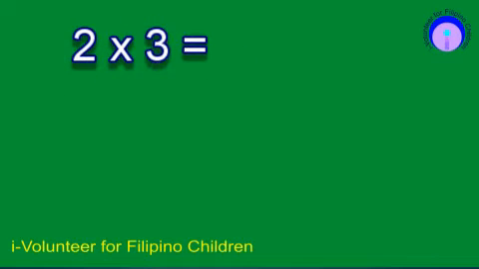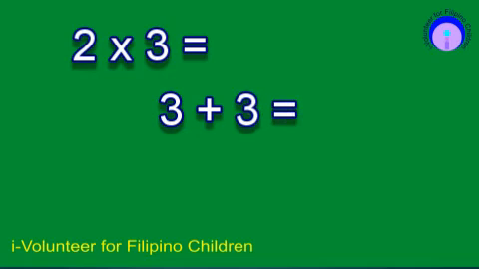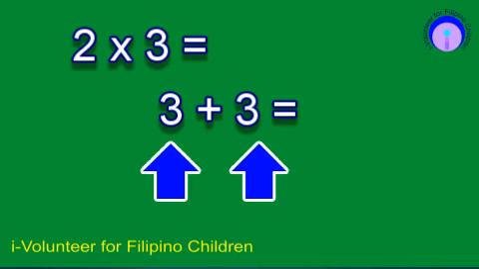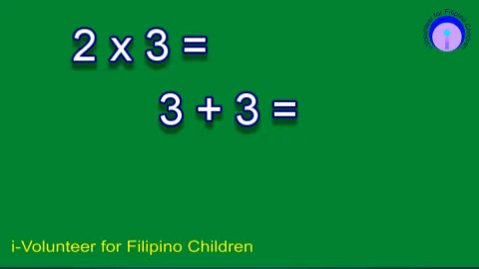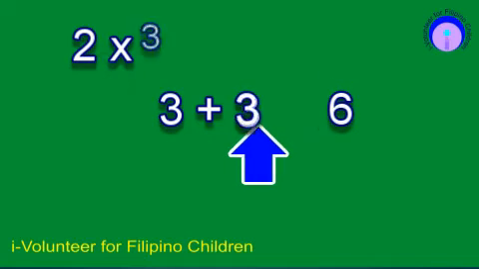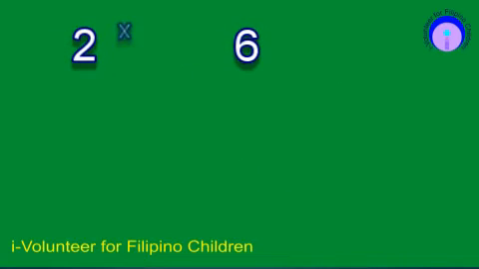For example, 2 times 3. Therefore, there are two groups with 3 items each. 3 plus 3 is equal to 6. Therefore, 2 times 3 is equal to 6.